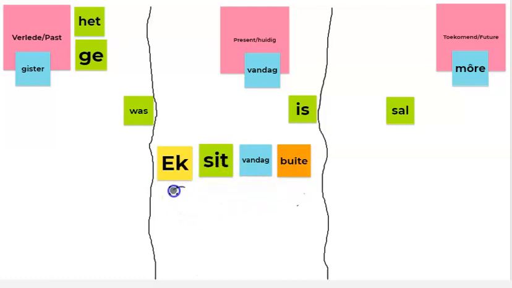So let's have a look. Here we have ek, which is our subject. We have sit, which is our verb. We have vandag, which is our time traveling word, and we have buite, which in this case will be our object in the sentence. So SVTO will always be the sentence construction that you will find in present tense. SVTO. If T is not there, you can still say the sentence because you can always remove the T. Ek sit buite. So you're not saying when, you're just saying ek sit buite. You can even remove buite and still just say ek sit. Can you see that?